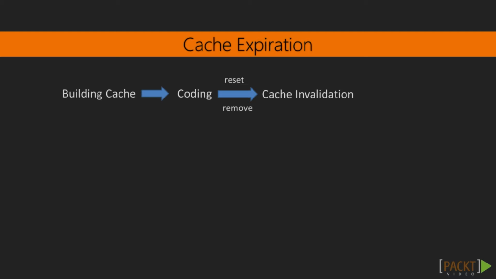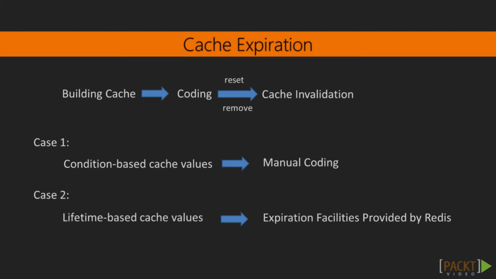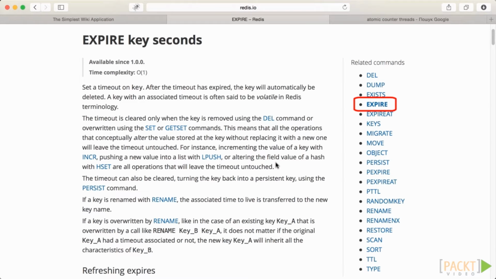On the other hand, cache values can have an expiration time. This then deletes the key in Redis. In the first case, we have to code our conditions manually, and in the second case, Redis provides expiration facilities which implement the expiration of keys on the server. Let's start with the expired keys.